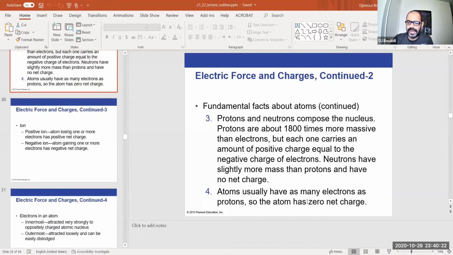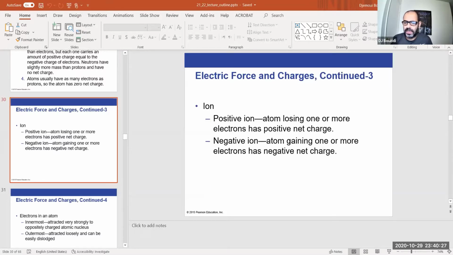When they say this usually, they mean when atoms are neutral, unless it is an ion. A positive ion is when we have a net loss of electrons, and a negative ion is when we have a net gain of electrons.